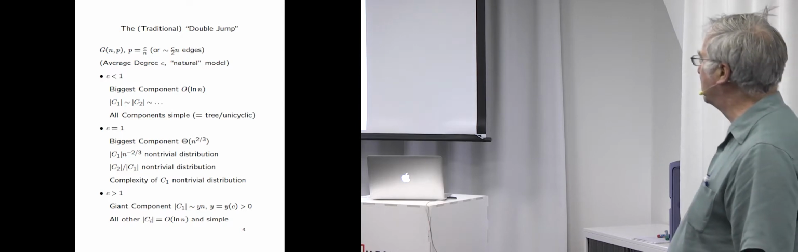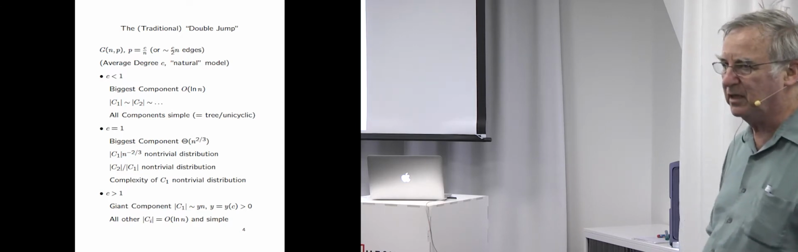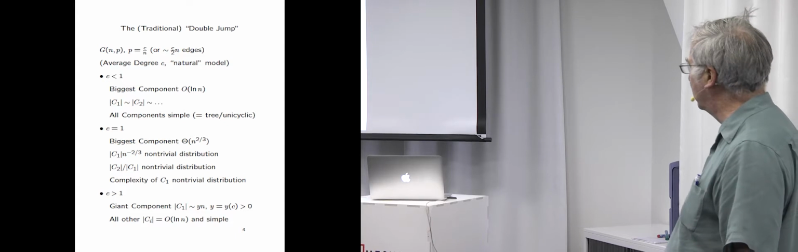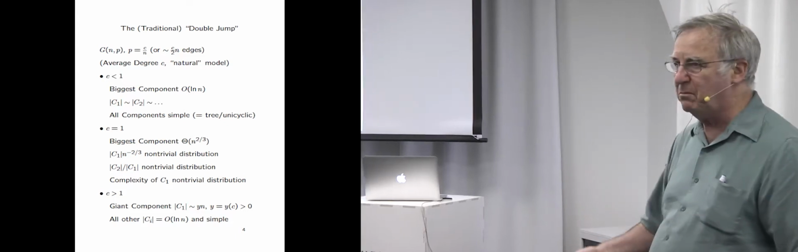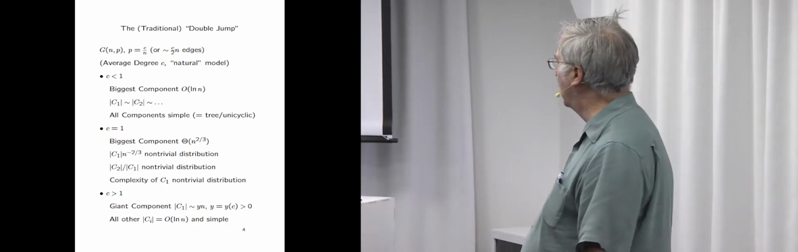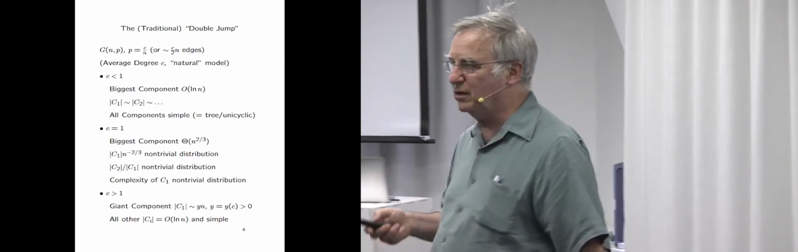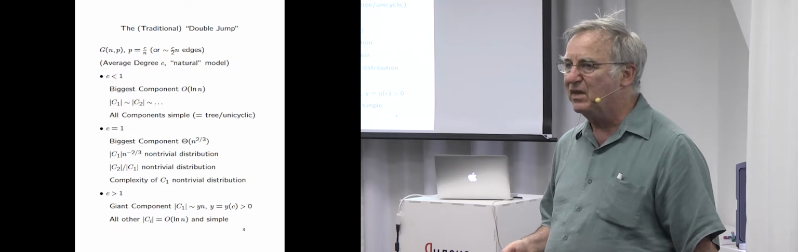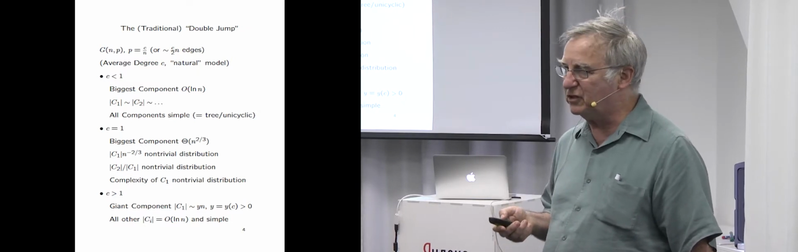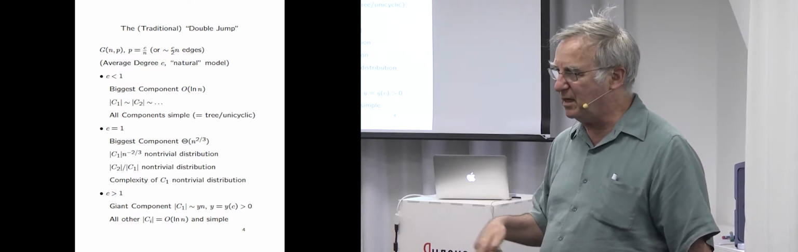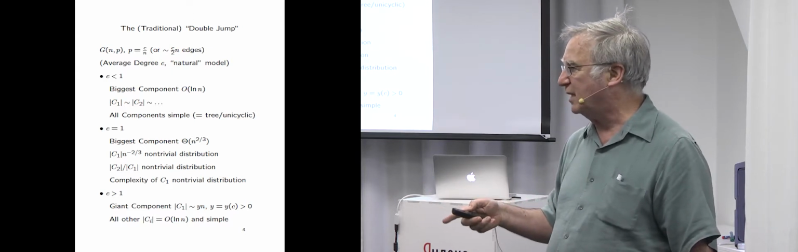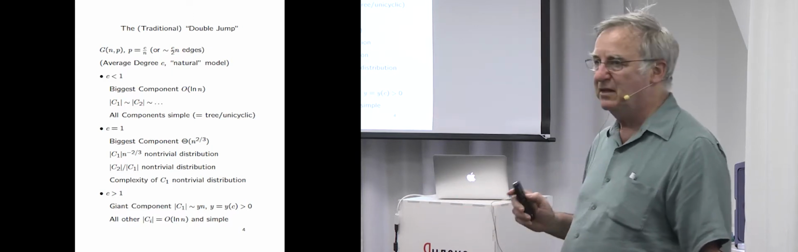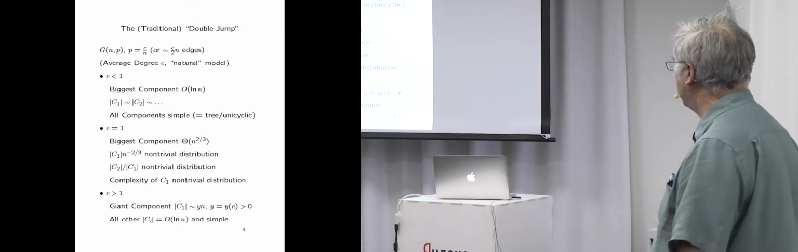Instead of counting number of edges, let's use probability. So p equals c over n. When c is less than 1, it is subcritical. So the biggest component is of size log n. And all the components are simple. By simple, I mean mostly they're trees, but you might have one cycle. They might be unicyclic. That I call simple.